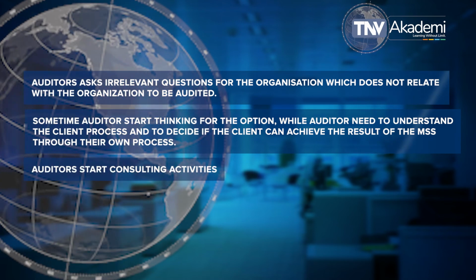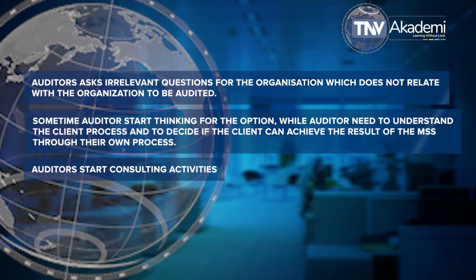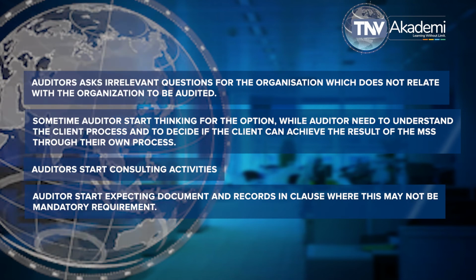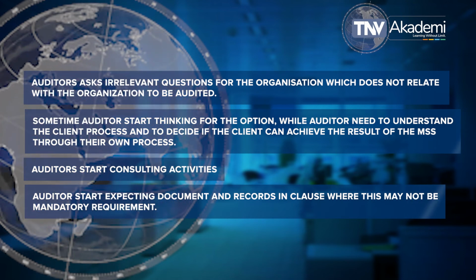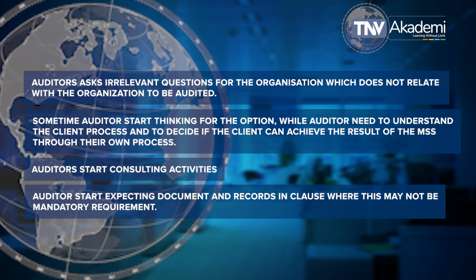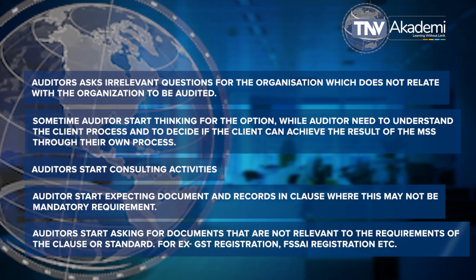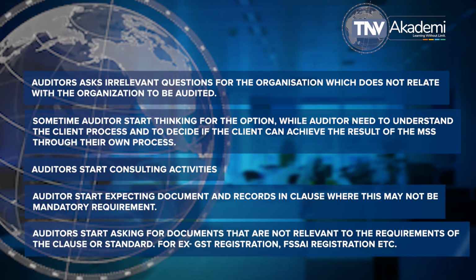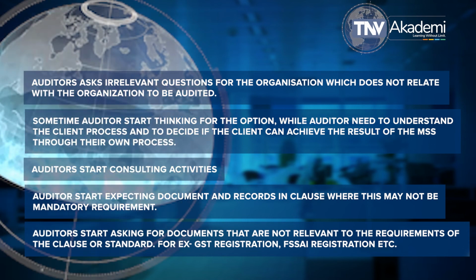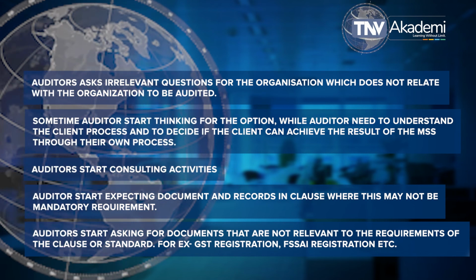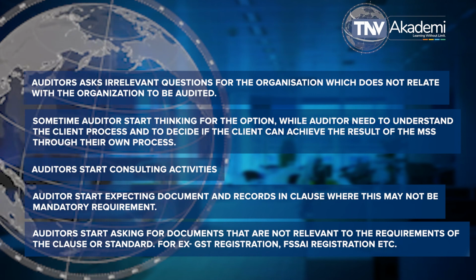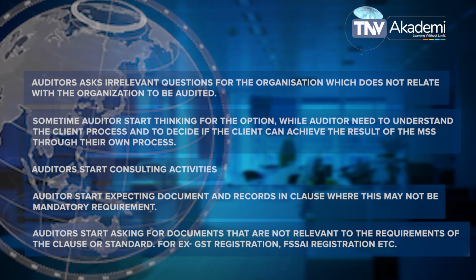Mistake number 3. Auditor starts consulting activities. Mistake number 4. Auditor starts expecting documents and records in clauses where this may not be a mandatory requirement. Mistake number 5. Auditor starts asking for documents that are not relevant for the requirements of the clause or standard. For example, GST registration, FSSAI registration, etc.